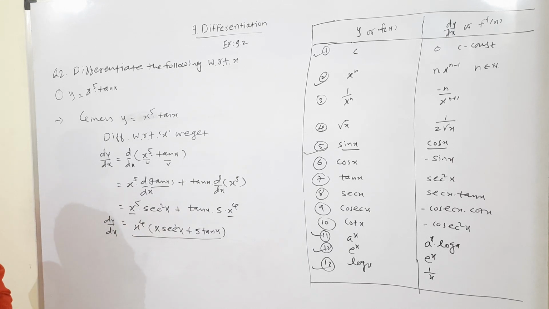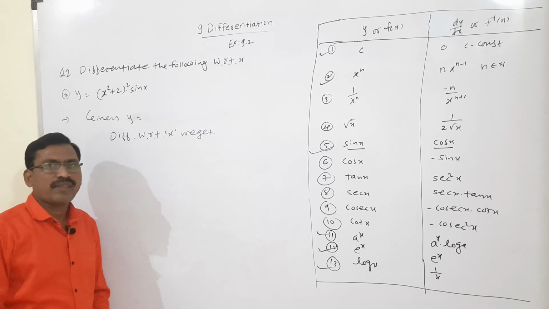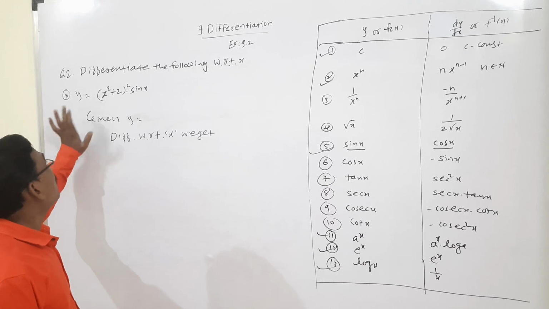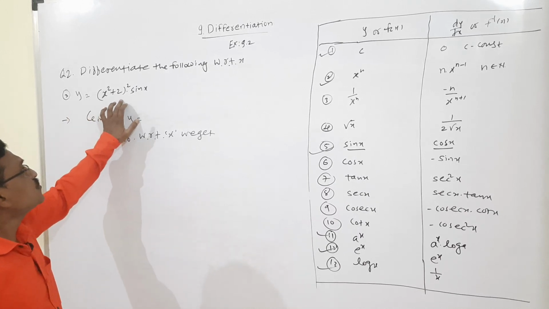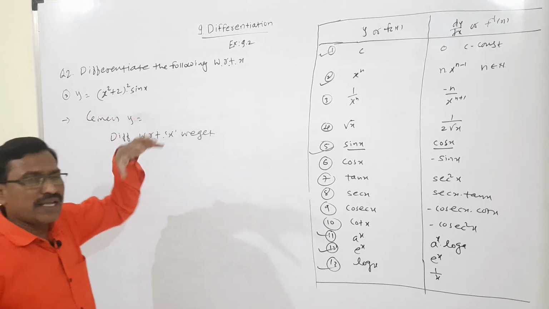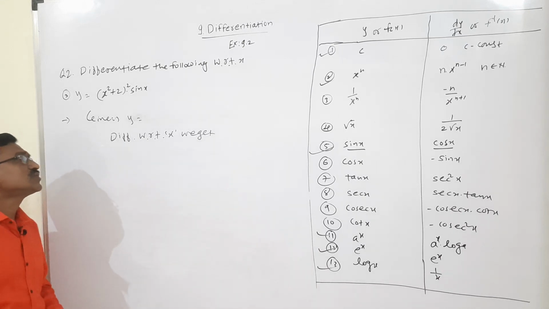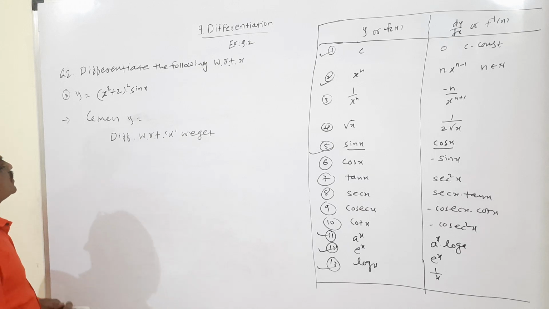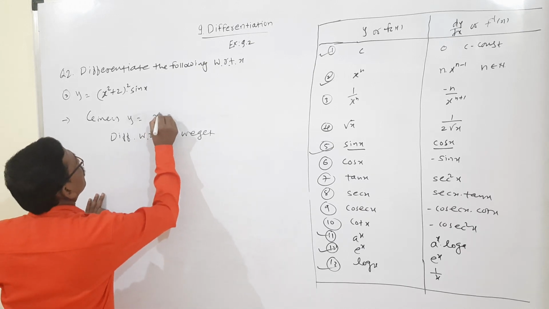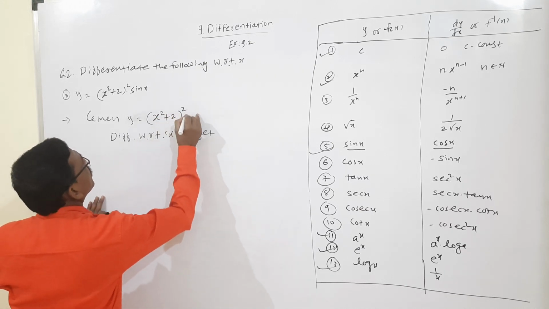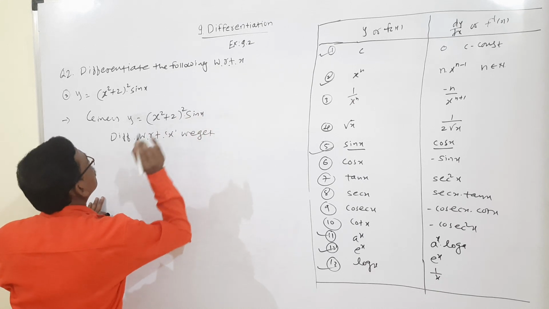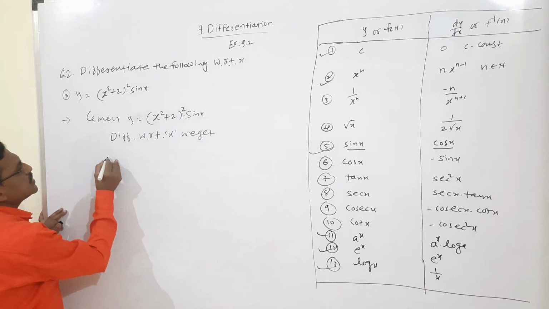Now we will take the next one. Example number 3, y equal to x square plus 2 whole square into sin x. Example number 2 you may try to solve at home. It is also u into v. The given function is y equal to x square plus 2 whole square into sin x here. So differentiate with respect to x here.